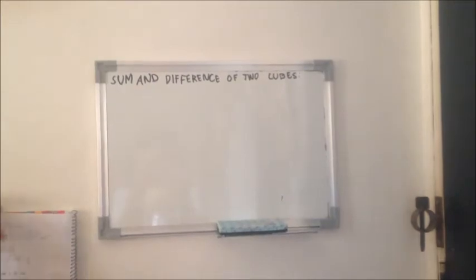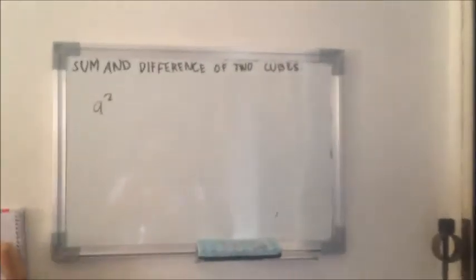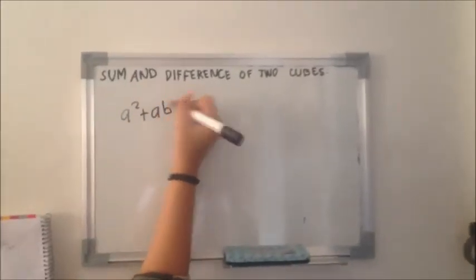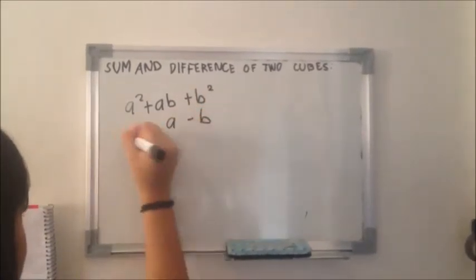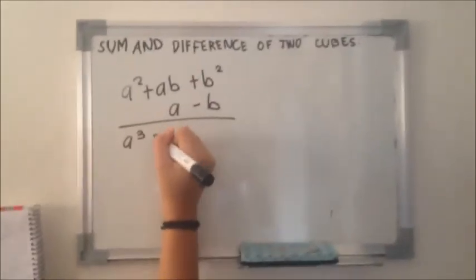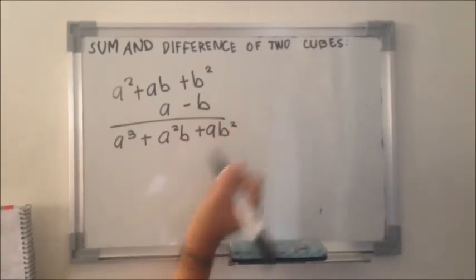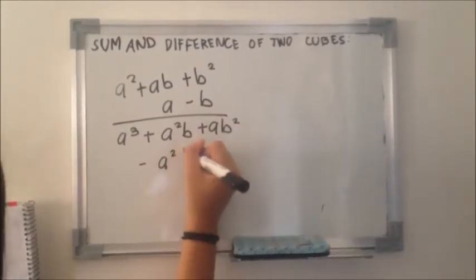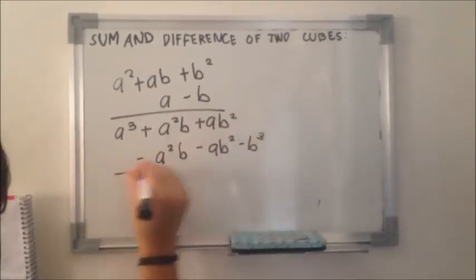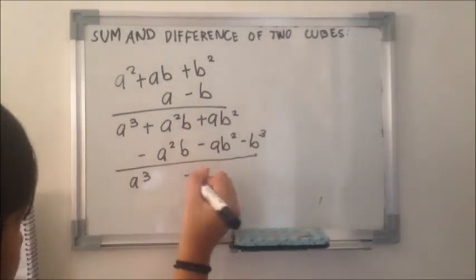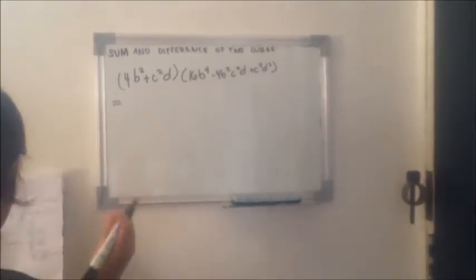This is the long method of sum and difference of two cubes. A squared plus ab plus b squared, then a minus b equals a cube plus a squared b plus ab squared minus a squared b minus ab squared minus b cube. This equals a cube minus b cube. This is an example of sum and difference of two cubes.